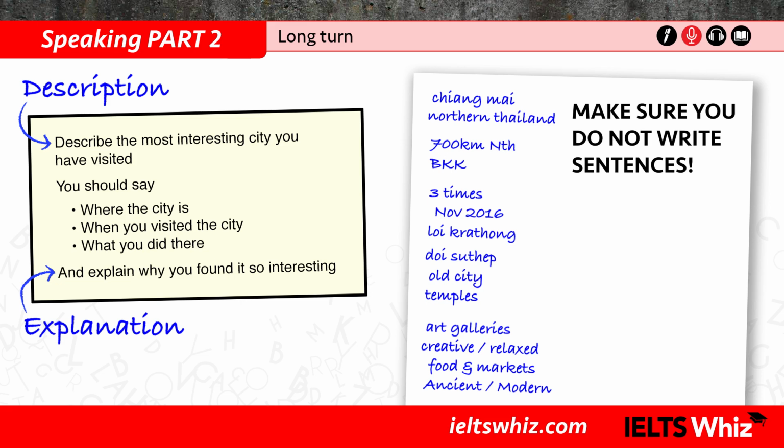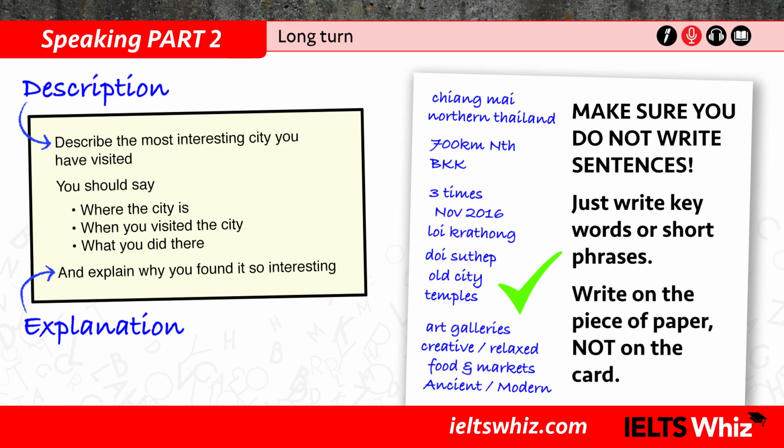When you're making your notes, make sure you do not write sentences because this takes too much time. Just write keywords or short phrases that will help you remember the various parts of your short story. Then expand on each point and offer more details about each one. These notes are for you, not the examiner, so you don't have to write full words, just simple notes that you will understand. Make sure you write on the piece of paper you were given and not on the topic card.